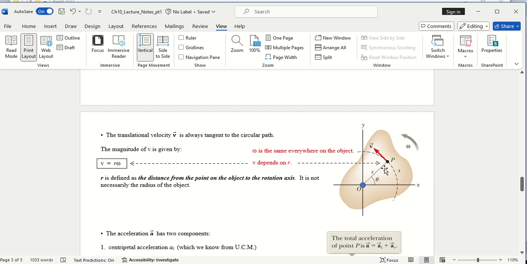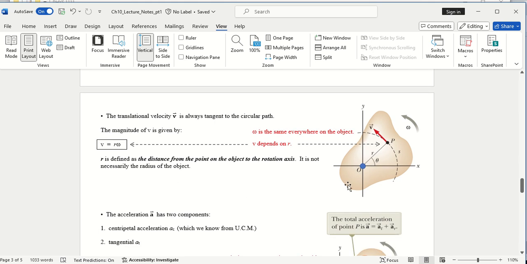Now, every point on this object will have the same omega, no matter where it's located. But the tangential or linear speed, the translational speed, depends on the distance from the point to the rotation axis. And V is equal to r omega, where in MKS units, that would be meters per second, obviously. r is in meters, and omega is in rad per second. Remember, rad or radian is actually unitless.